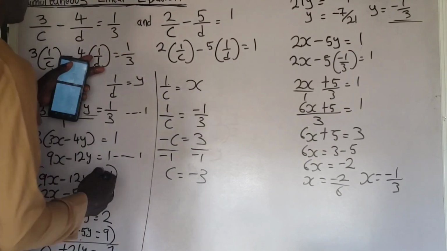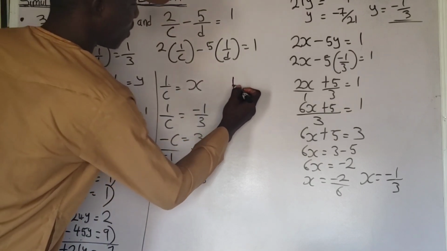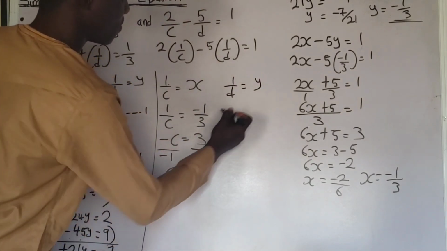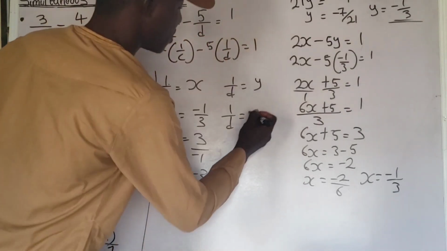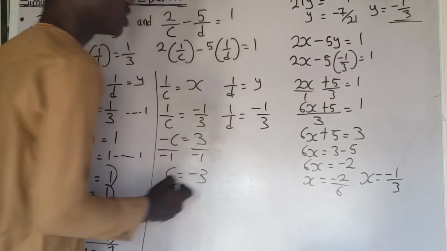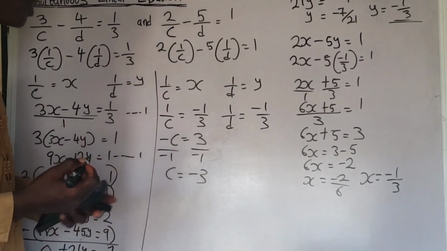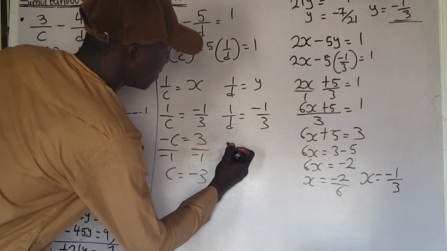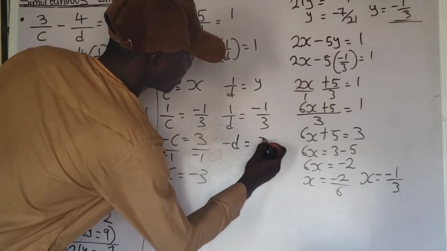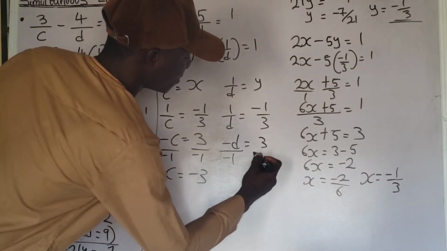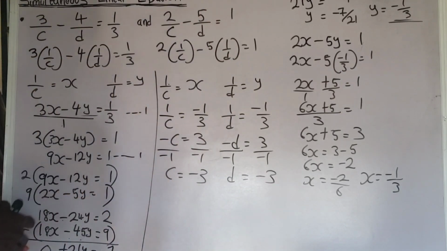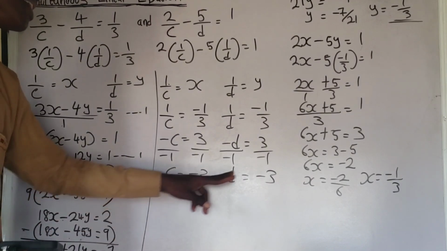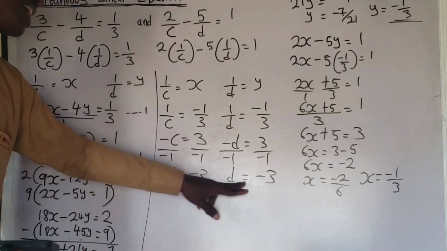Okay, let us get the value of d. Don't forget that 1 over d equals y. Since y equals negative 1 over 3, 1 over d equals negative 1 over 3. You are going to take the same step, the cross product. Then negative d equals 3. If I divide by negative 1, d equals negative 3. Therefore, the value of c and d in this simultaneous linear equation is negative 3 and negative 3 respectively.